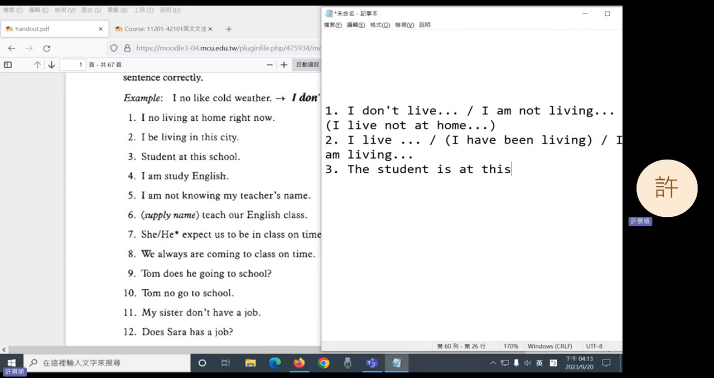Yes, this would work. In this case, it is one student. The problem says one student. So you're keeping the one student. And because it is the student at this school, there's only one. You add the word the to tell the reader there's only one.